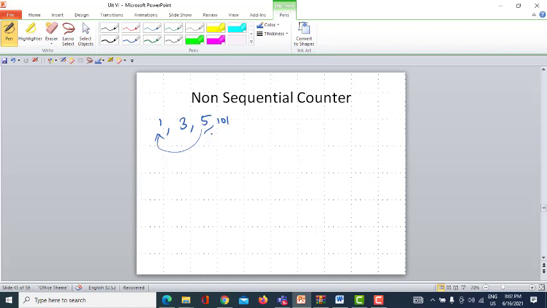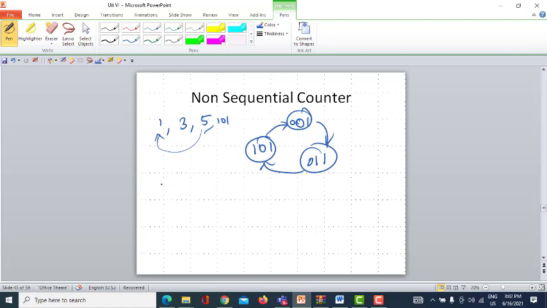So first your state diagram will be 0, 0, 1 and 0, 1, 1, and 1, 0, 1. I am taking a minimal number of states. So this is how your non-sequential counter has to work.